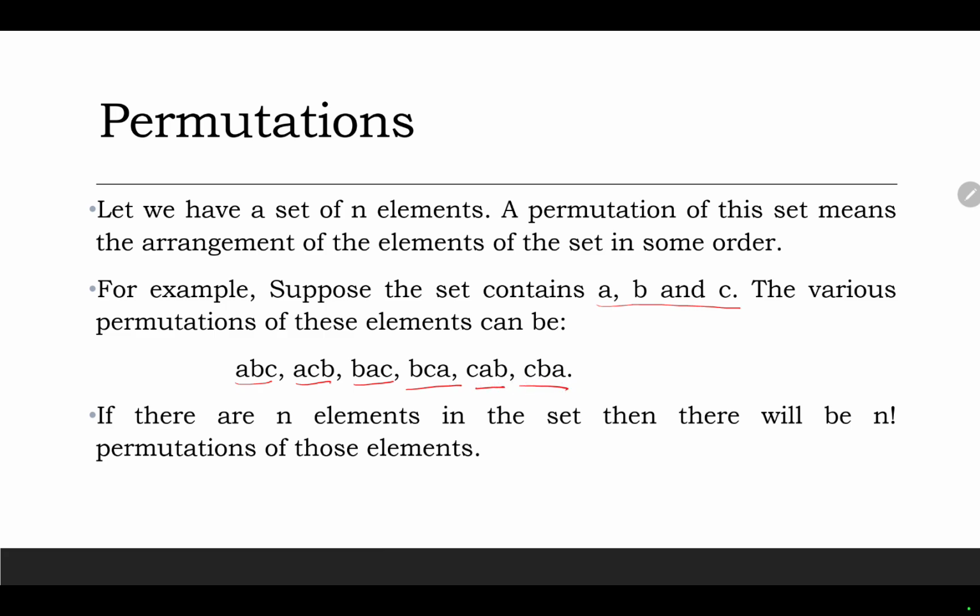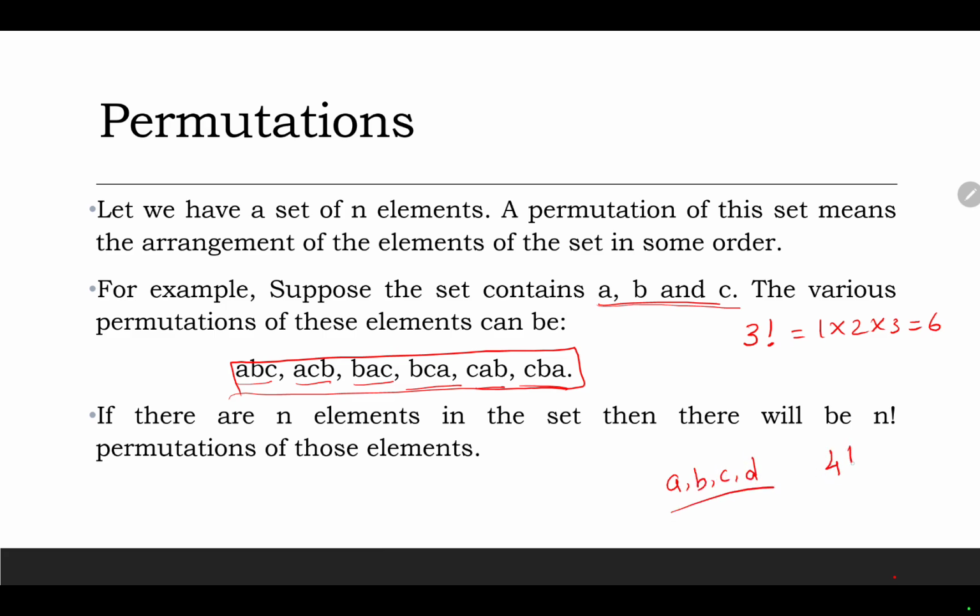Suppose there are n elements. Here, how many elements have we taken? It is 3. So we have to take 3 factorial. What is 3 factorial? 1 into 2 into 3, it is 6. So we can write 6 permutations. You can see here there are 6 permutations. Suppose we have taken the elements A, B, C, D. So there are 4 elements, and 4 factorial means we can write 24 permutations.